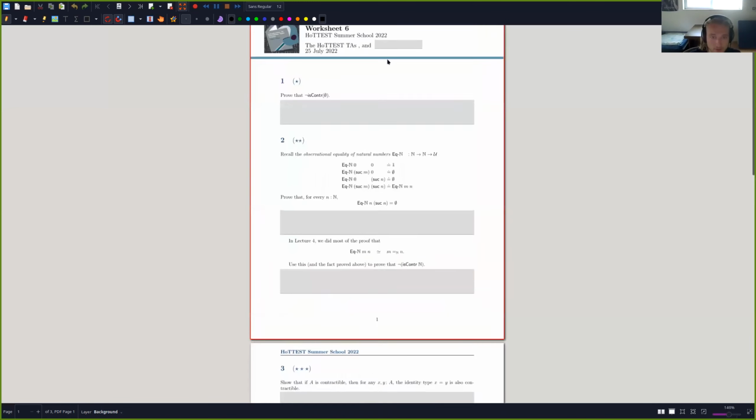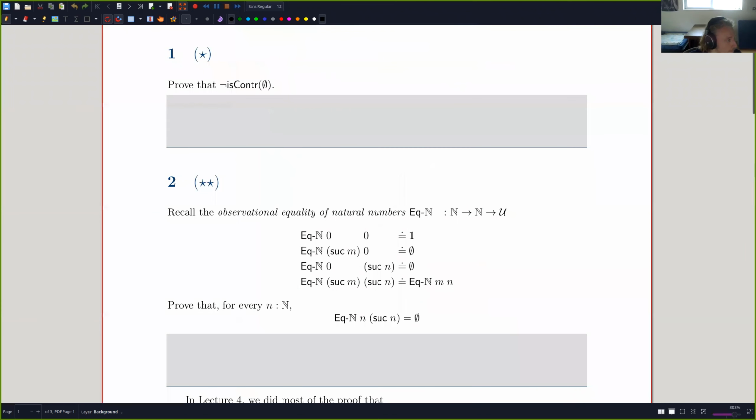Oh, sorry, Zoom isn't letting me select the window that I want. There we go. Now the chat is gone. Okay, here we go.